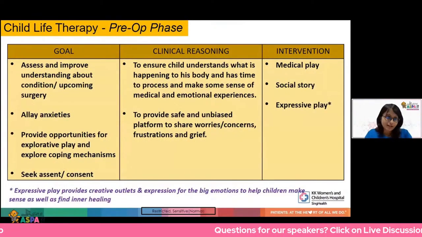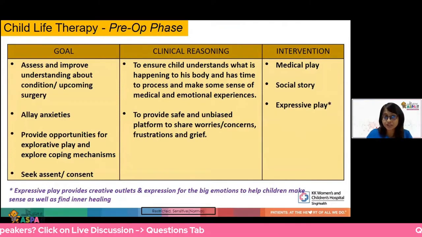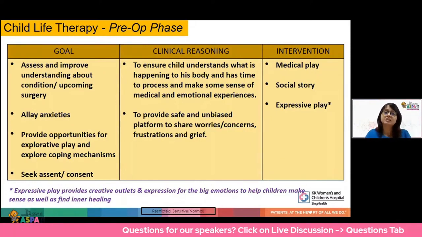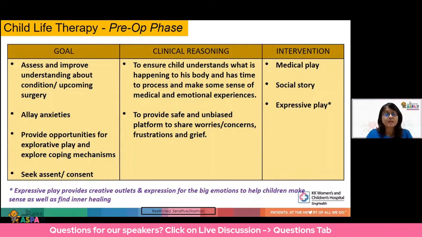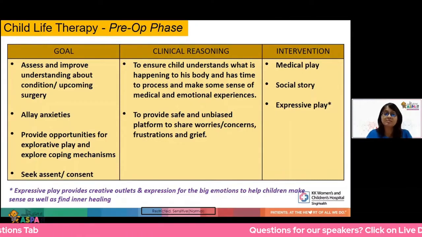Next up is the child life therapies. During this phase, the primary goal is to assess and improve the understanding about the child's condition and upcoming surgery. This is an important phase for the child because we would want to elicit some form of consent and assent pertaining to the upcoming procedure. It is important for this to happen because we would want to ensure that the child understands what's happening to his body and has time to process and make sense of medical and emotional experiences.